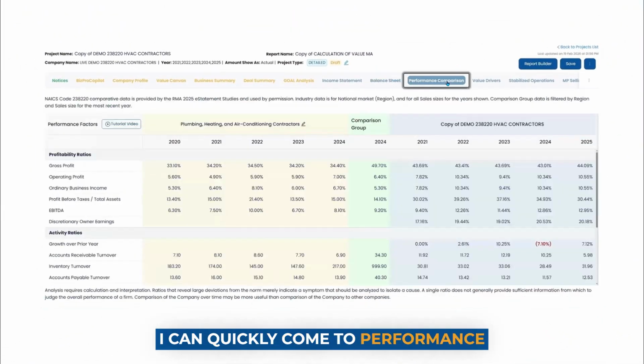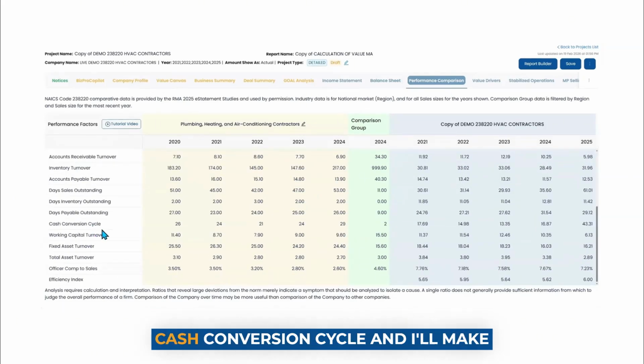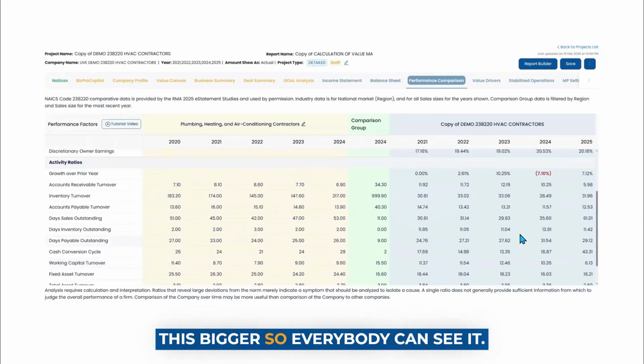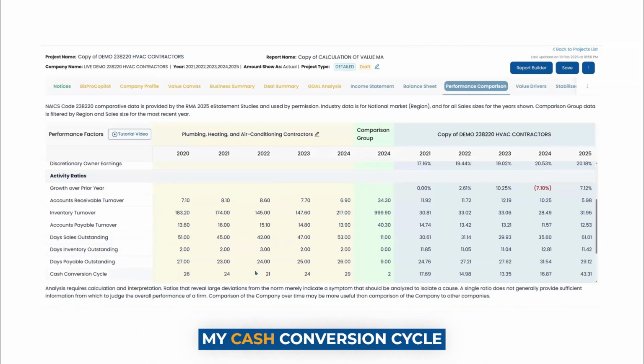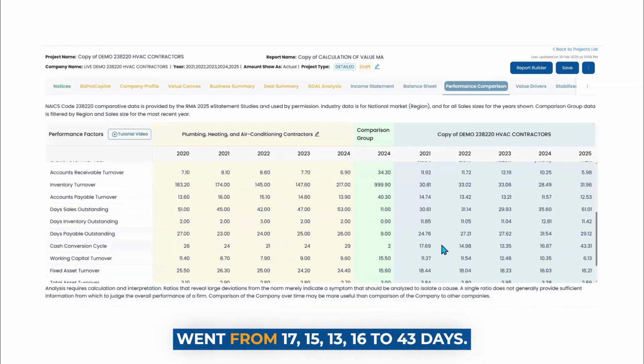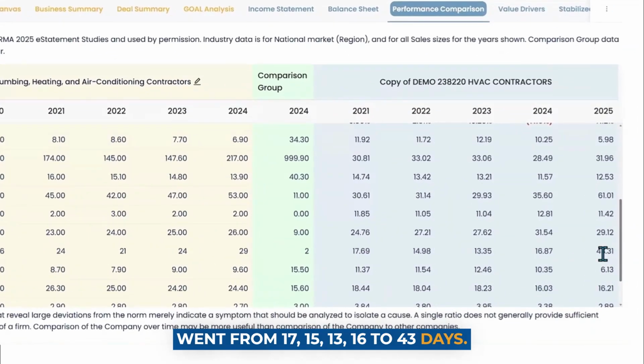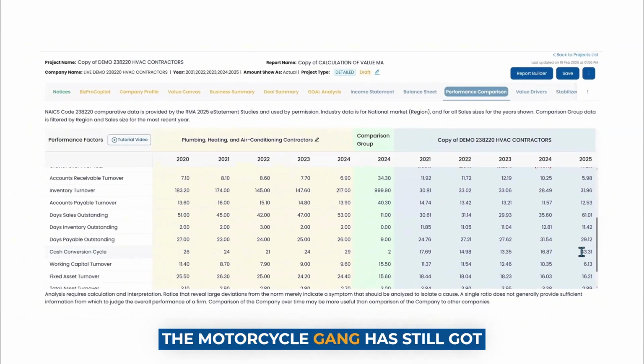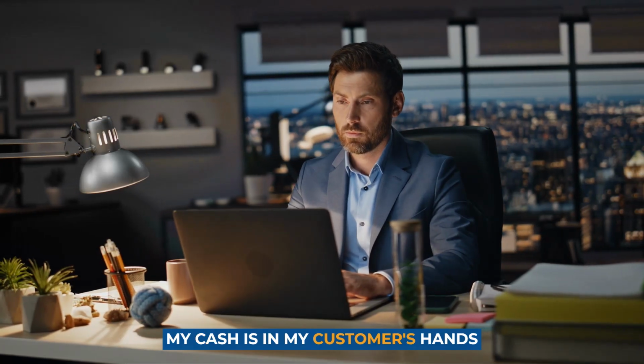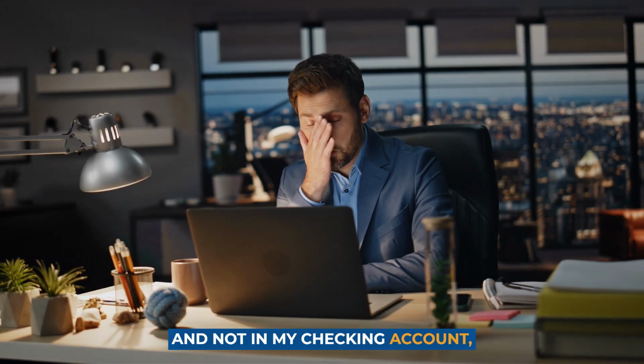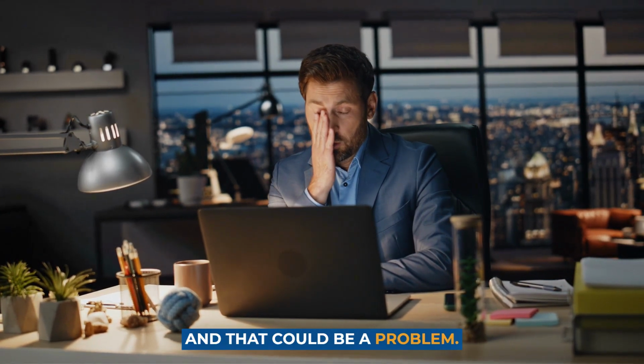I can quickly come to performance comparison, and I can look at my cash conversion cycle, and I'll make this bigger so everybody can see it. My cash conversion cycle went from 17, 15, 13, 16 to 43 days. It took 43 days to get my cash. The motorcycle gang has still got my cash, and they got a lot of it. And I'm experiencing the challenge of making payroll because more of my cash is in my customers' hands and not in my checking account. And that could be a problem.